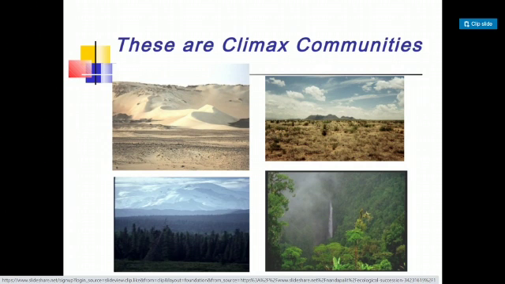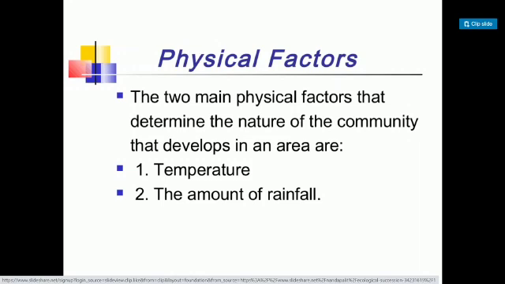Here you're watching the different types of climax communities. If this is the climax community in the desert, it could be cactus plants. If this is the climax community of the forest, this could be different varieties of large trees. And if these are the climax communities of other areas and other types of landforms, this could be other types of plant species which could be supported by that kind of climate, because you know that plant species are very climate specific. The physical factors you are watching here, which determine the nature of the community that develops in an area, are the temperature and the amount of rainfall.